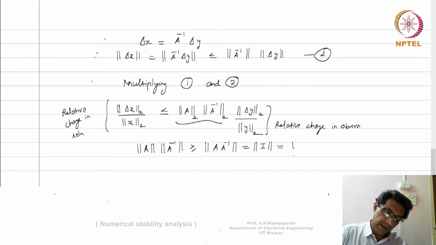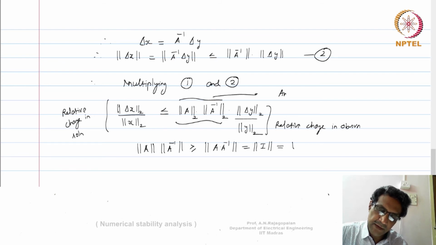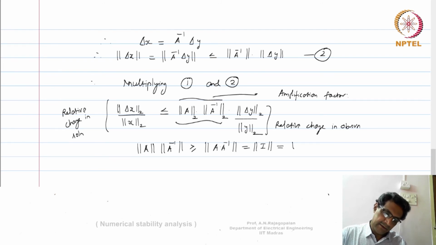What this amounts to saying is that this relative change is upper bounded by this number times this. Therefore, this number acts like an amplification factor. The larger this number is, the higher will be the change in the solution for a change in the observation. This number is called the condition number of A.